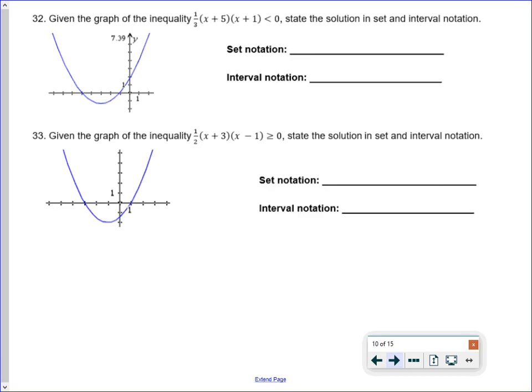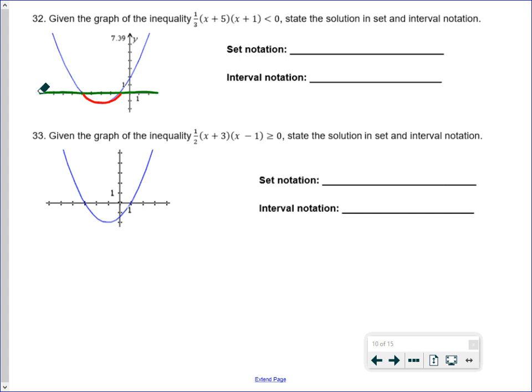All right, number 32, we're given the graph of the inequality 1/3 times (x plus 5) times (x plus 1) that's less than 0, and we're going to state the solution in set and interval notation. Okay, so when we say we want everything less than 0, that means we want everything underneath the y equals 0 line, right? So everything below it, but not including the green line. So that means we want this red part right here. That's what our solution is going to be, and we need to put that in set notation and interval notation.